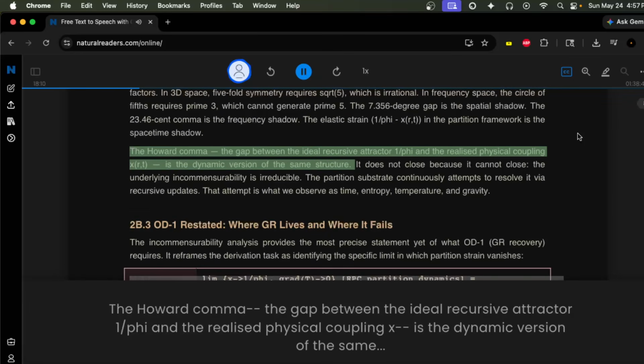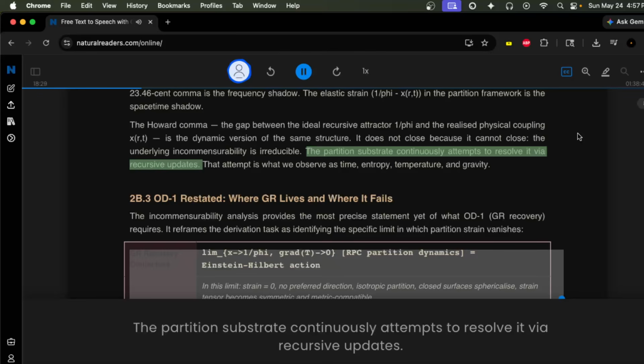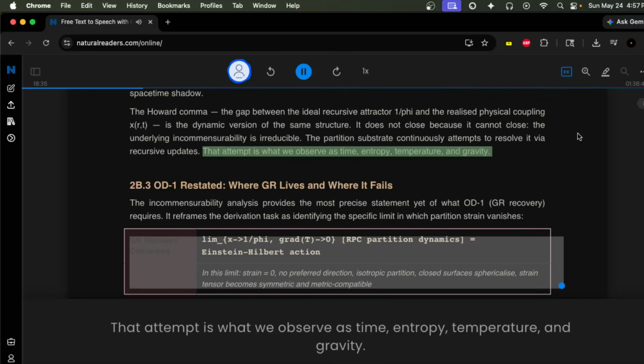The Howard comma, the gap between the ideal recursive attractor 1/phi and the realized physical coupling x, is the dynamic version of the same structure. It does not close because it cannot close, the underlying incommensurability is irreducible. The partition substrate continuously attempts to resolve it via recursive updates. That attempt is what we observe as time, entropy, temperature, and gravity.